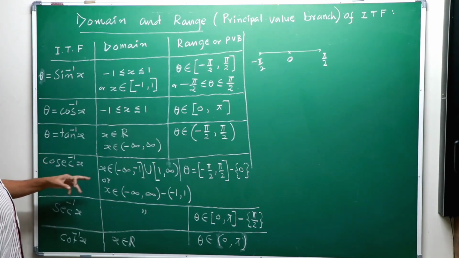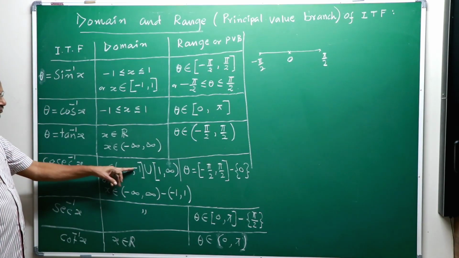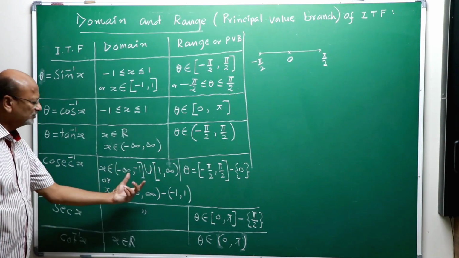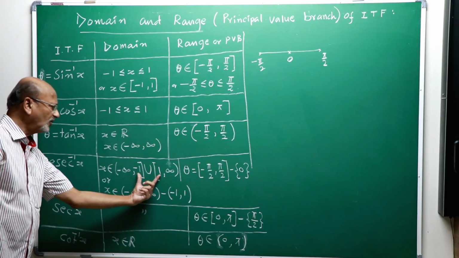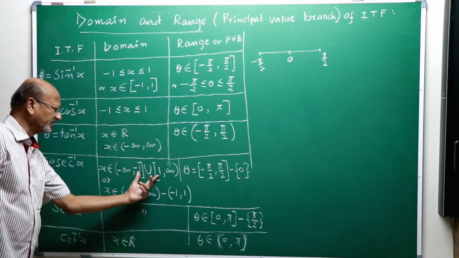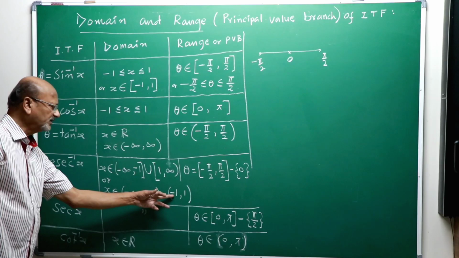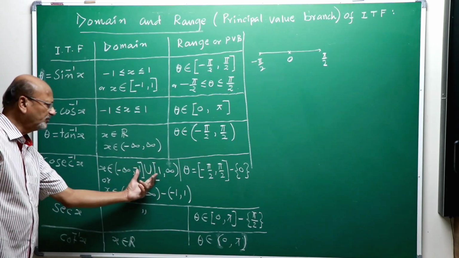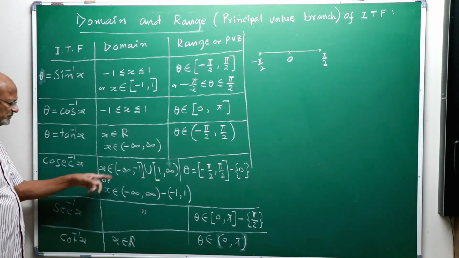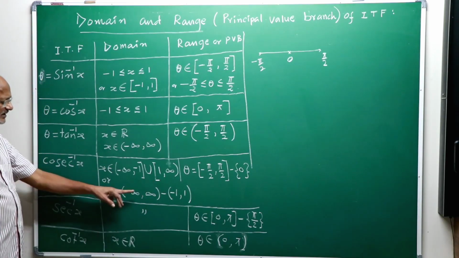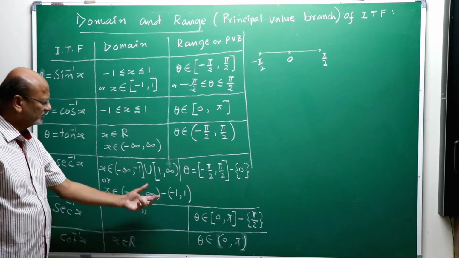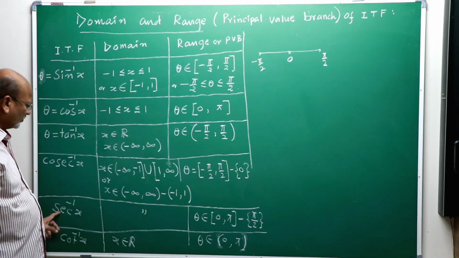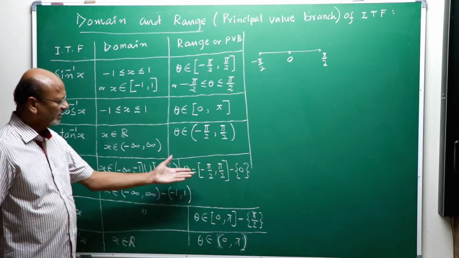Cosec inverse. Yes, minus infinity to minus 1, here it is closed, union 1 to infinity. What does that mean? In between, all values between minus 1 and plus 1 are excepted. It ends with minus 1 and starts with plus 1, in between the values are excepted. So the same thing you can write in another way: minus infinity to plus infinity minus this open interval minus 1 to plus 1. It's the same even for sec inverse x. What about here?